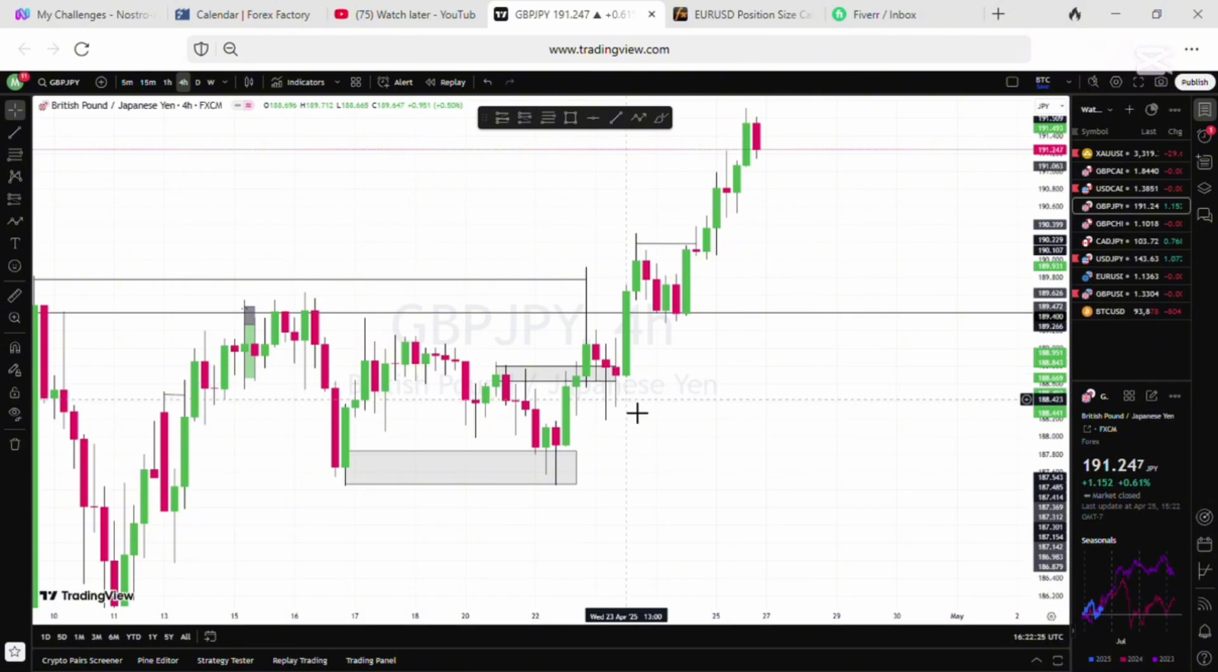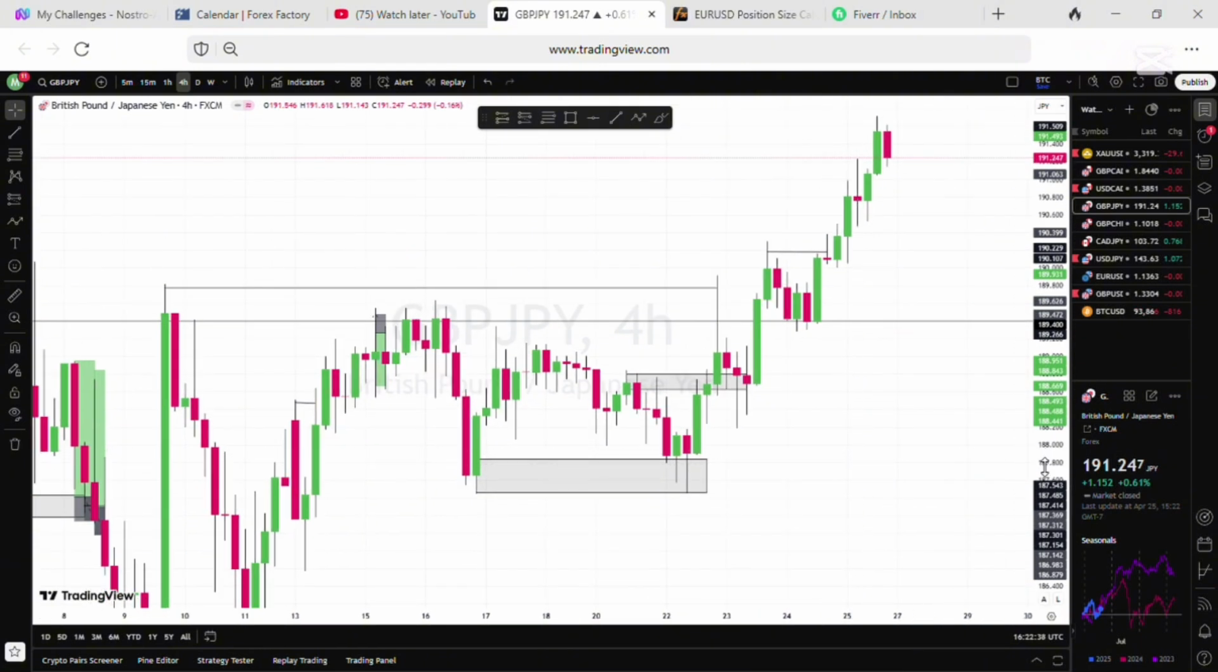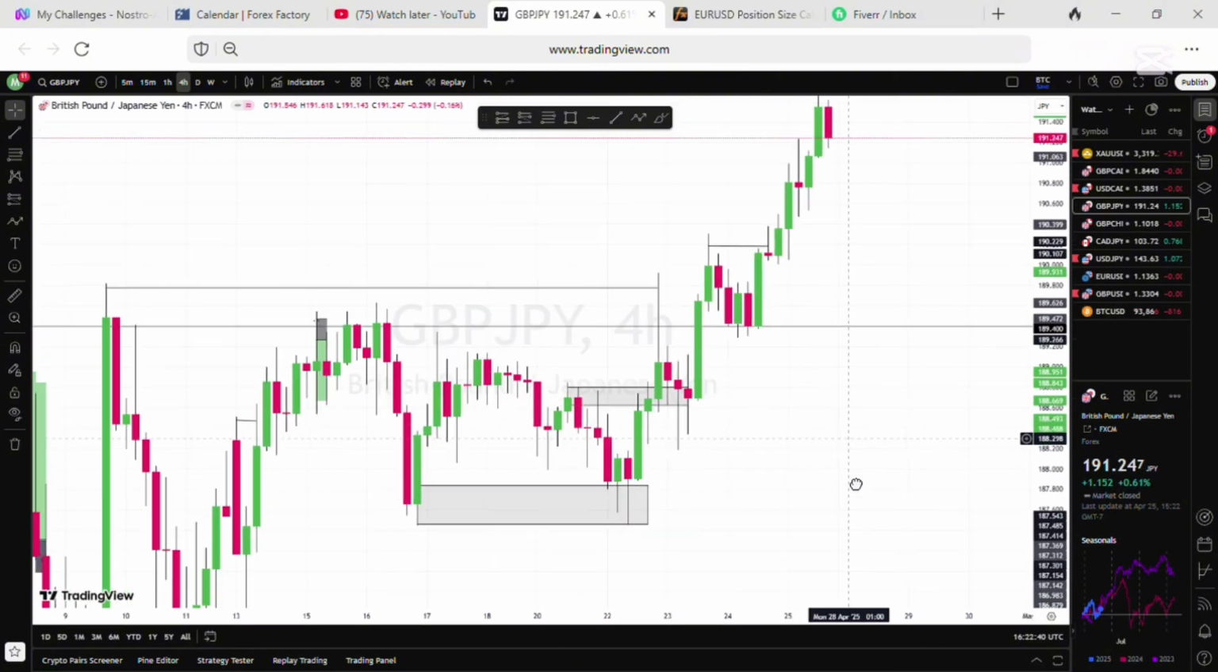If you go down to the 1 hour time frame, you'll see the previous high before this one. Sorry, the previous low before this one. I would have been taken out somewhere here also. So I think that I didn't actually enter this trade, but it is what it is.